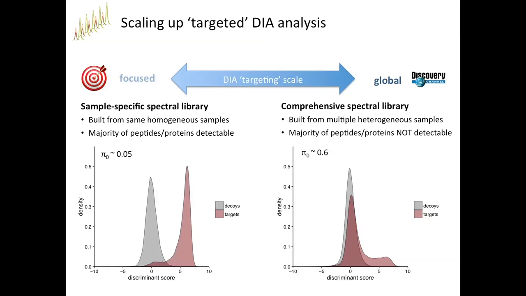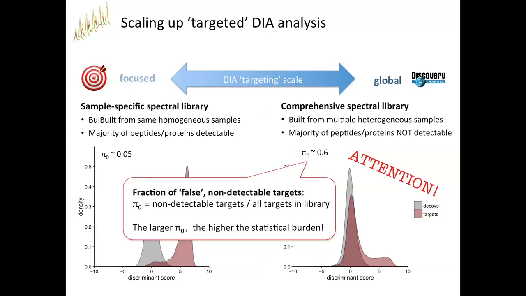On the other side, if you have a very comprehensive spectral library, then what you can frequently see is that the proportion of true targets is very small, and you have a very large fraction of false targets. And this is what we call pi 0, or the fraction of false or non-detectable targets. So this can be estimated by the number of non-detectable targets over all targets. And the very important point here is that the larger your pi 0 is, the higher the statistical burden, meaning the correction that you can do that Ludovic was talking about is very tiny.